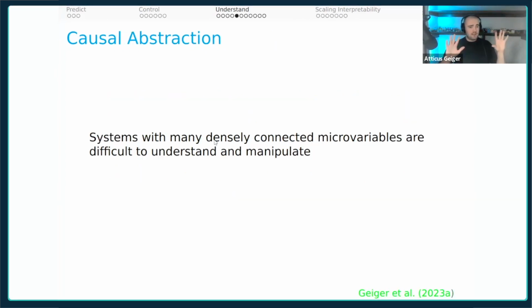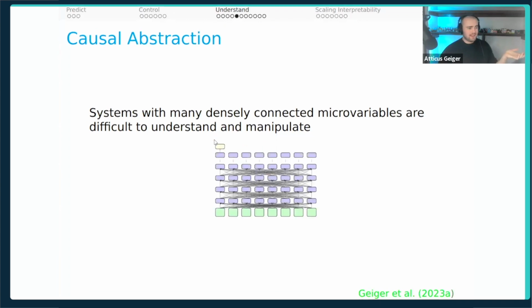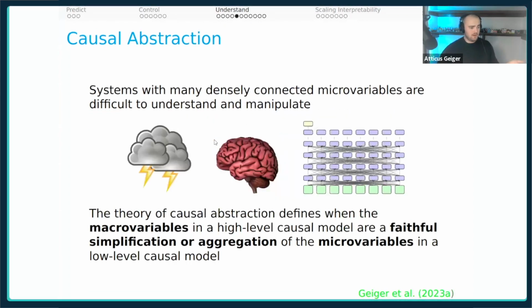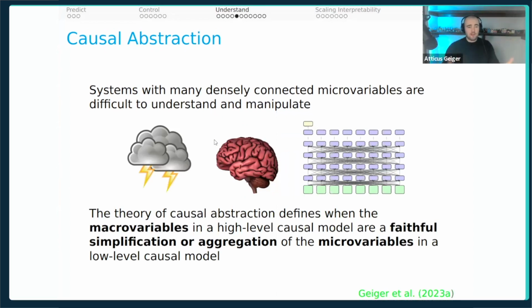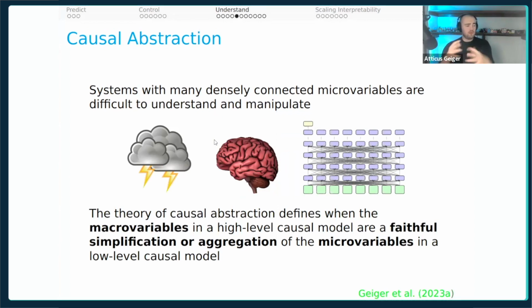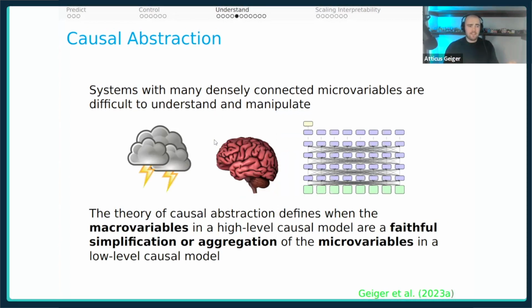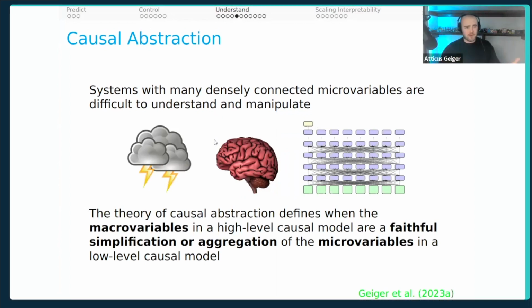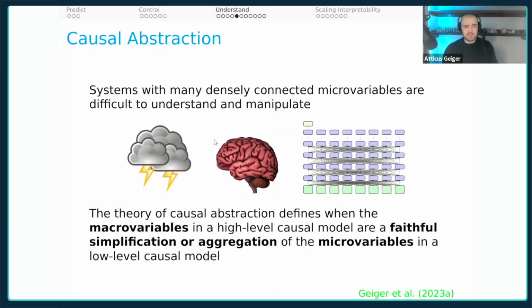Just staying zoomed out here, the theory of causal abstraction was developed in a couple of domains. This involves analyzing brain data, analyzing neural networks, artificial ones, and also analyzing the weather. So these are all very complicated, dense black box systems, but the theory that has been building up around them is understanding how micro variables get faithfully aggregated or simplified into macro variables to help us understand and eventually downstream control, predict, and use these systems.